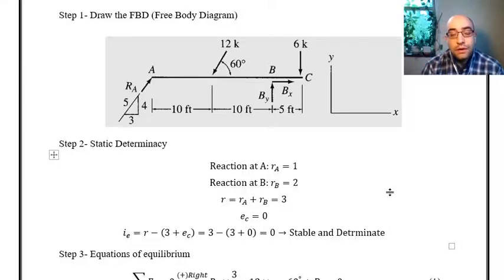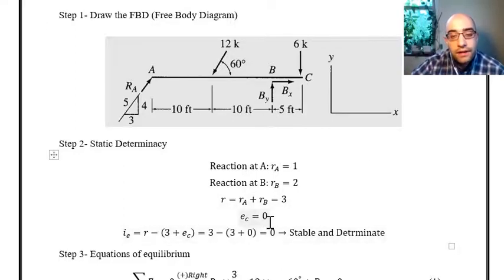for that roller. And whenever we have a hinge in the middle of a structure, EC is equal to 1, because the additional equation that we have for that hinge is the summation of moments about the hinge is equal to 0. In this example, we don't have any roller or hinge in the middle of the beam or along the length of the beam, and the beam is continuous. So EC is equal to 0.